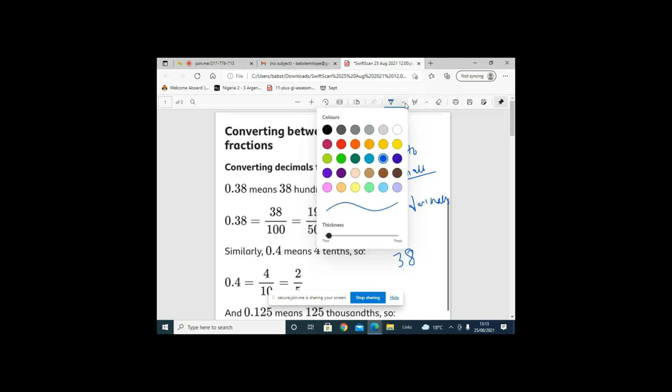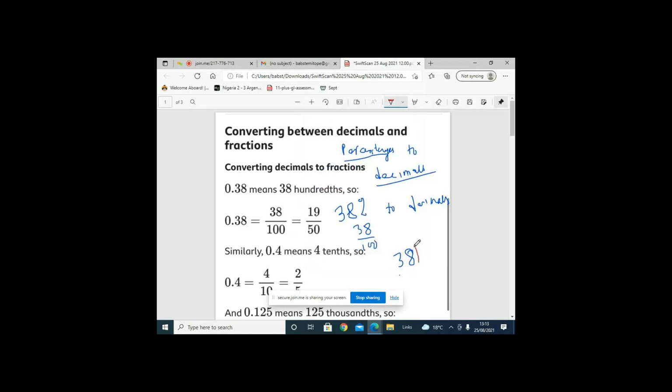Let me use a different color pen. If it's a red one, you just go 1, 2. Then you put your decimal here. So the answer is going to be 0.38. Can you see? When you are dividing, you go from the back, twice, because 100 has 2 zeros.